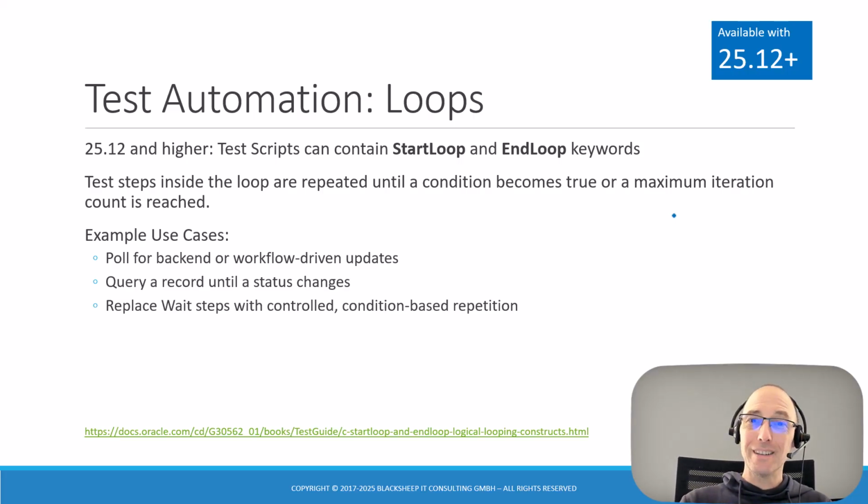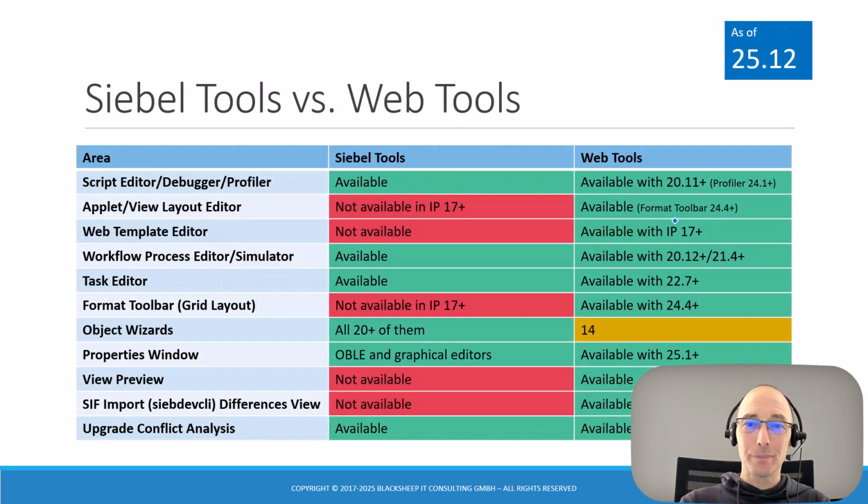Yes, finally we can do loops inside test scripts. That is, you define a start loop and an end loop, and all the steps between will be executed repeatedly until either a condition is true that you can define, of course, or a maximum count is reached. So a classic loop can now be defined in a test automation test script. And that's a cool thing. There's a lot of use cases there.